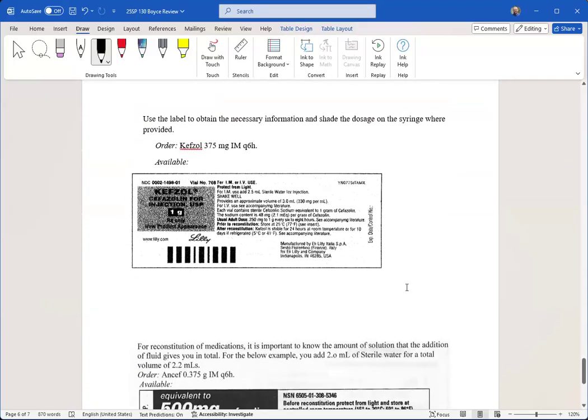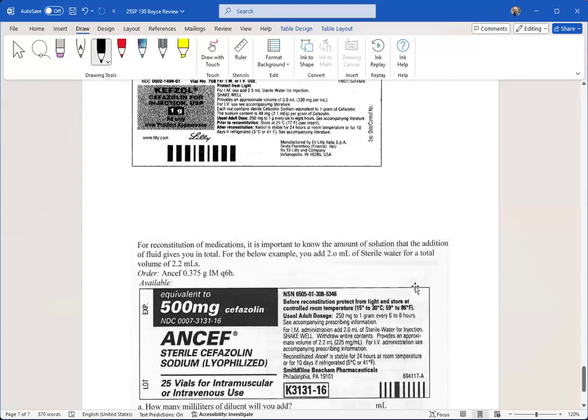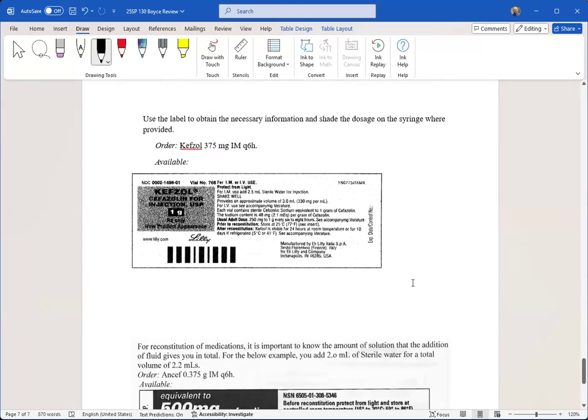And then you saw these last semester, or you probably even saw these same reconstitution questions, but they're good to go over, to just review some of the things that you might see. So, how do you know you're dealing with a reconstitution? Well, one of the keys is if it tells you it's intramuscular, you know that you're solving for milliliters because it's being injected into the muscle, so it needs to be in a liquid form.